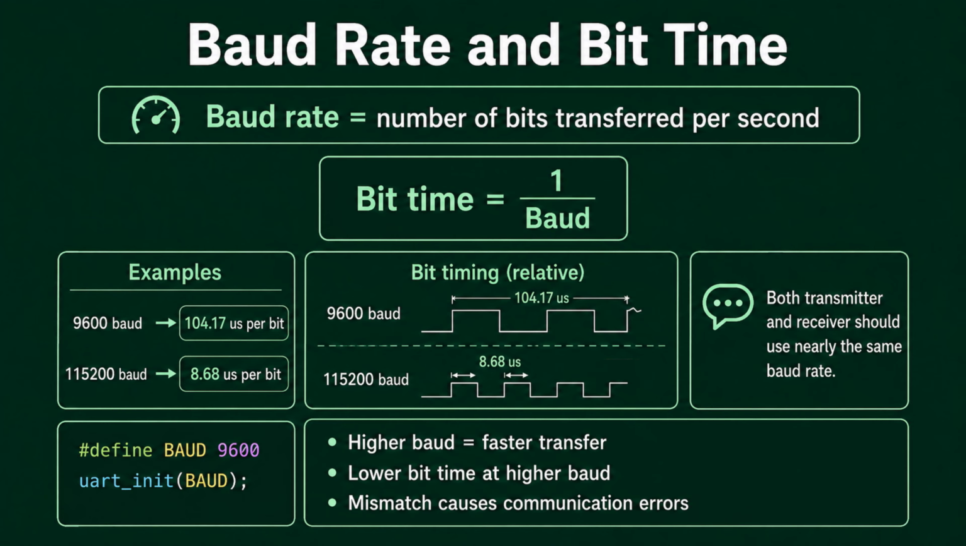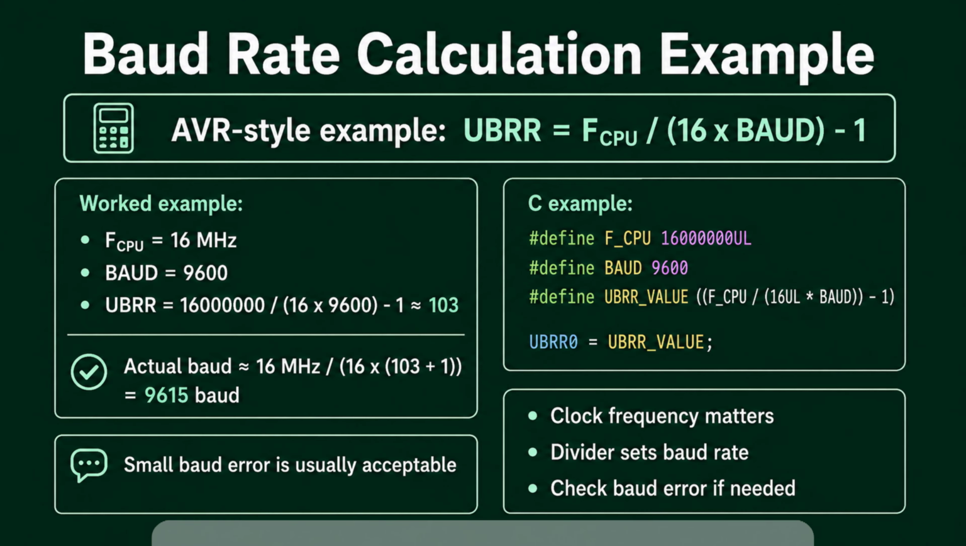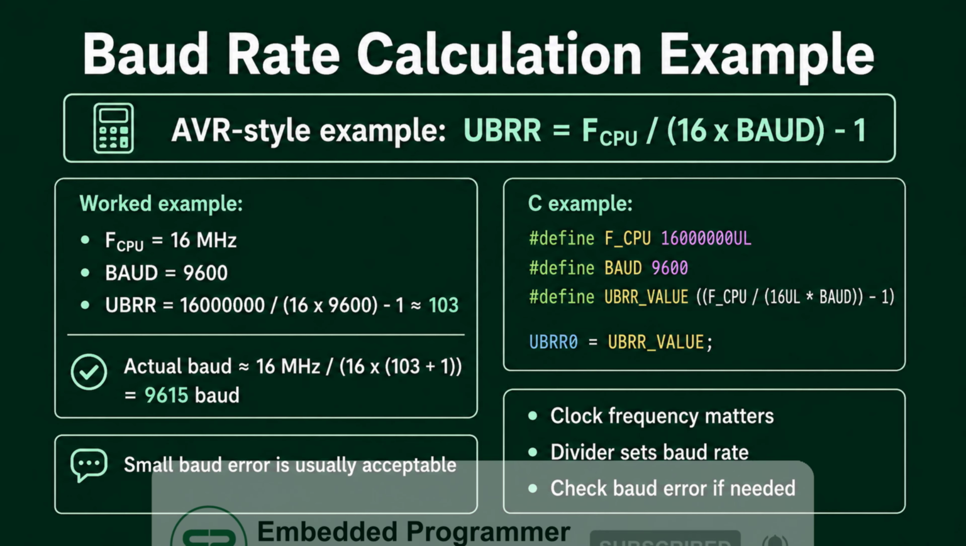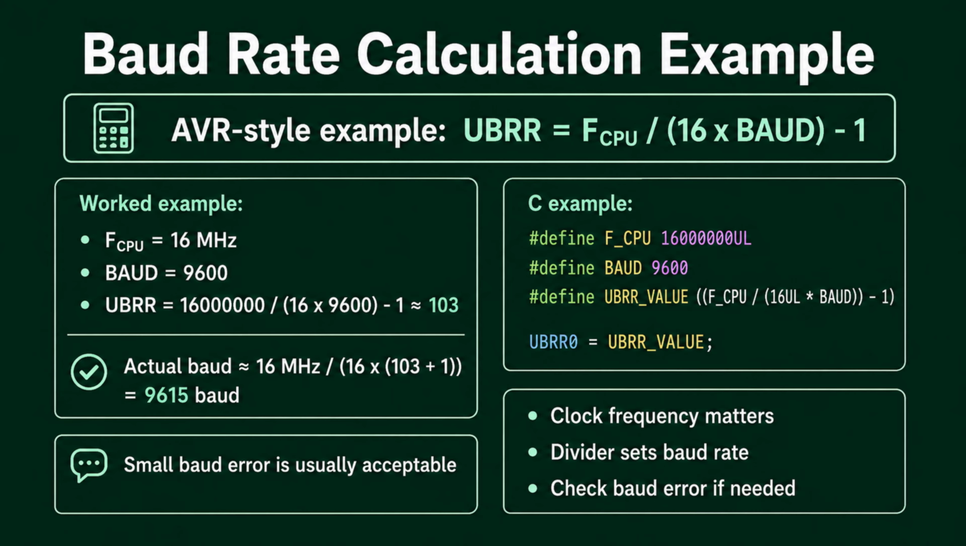A higher baud rate transfers data faster, but it also reduces the time available for sampling each bit. The transmitter and receiver must use nearly identical baud rates. A significant timing mismatch causes incorrect sampling, corrupted characters, framing errors, or complete communication failure. Many microcontrollers generate the UART baud rate by dividing the main peripheral clock. In a typical AVR UART operating in normal asynchronous mode, the baud rate register is calculated using the CPU frequency divided by 16 times the desired baud rate, minus 1.